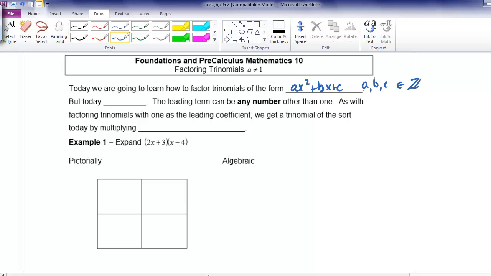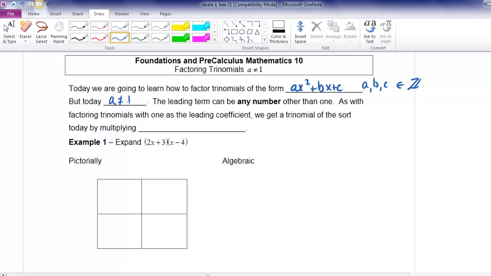So this is just like before, Z is the symbol for integers. We'll look at that more in the next few units. So a, b, and c are just nice numbers, but today a will not equal 1. a can be any number other than 1.